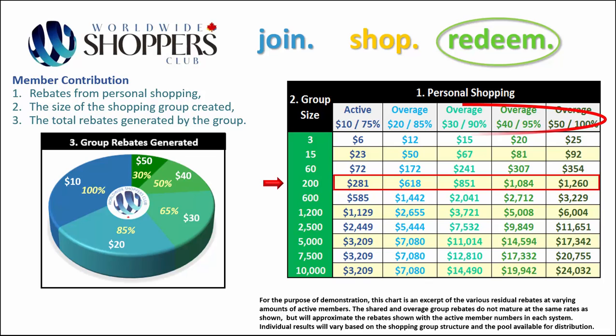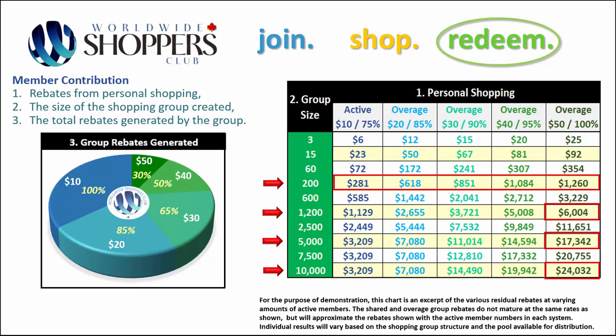But the difference is the range of rebates generated is only from 10 to 50. So let's just drive that home a little bit more, the value of being in that $50 pool. Let's suppose you had a group of 1,200. Then you would be receiving about $6,000 per month in rebates. 5,000, about $17,000. 10,000, $24,000 a month in rebates. So you can see that the rebate pool is very generous. And remember, these rebates come from all around the world, not just from your local community. Another very unique feature of the Worldwide Shoppers Club.